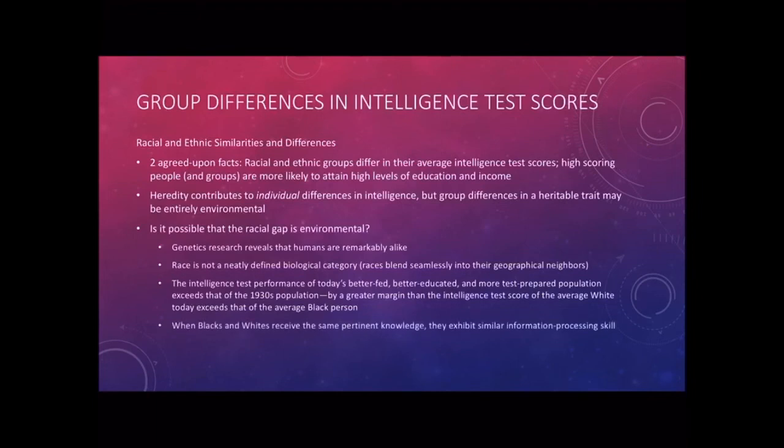When blacks and whites receive the same pertinent knowledge, they exhibit similar information processing skill. Schools and culture matter, and in different eras, different ethnic groups have experienced golden ages, periods of remarkable achievement. So it's not really that one race or ethnic group has come up with all of these remarkable achievements. Certainly every group has come up with something, or more than just one thing, multiple things that are useful. But it just happens at different times, right?